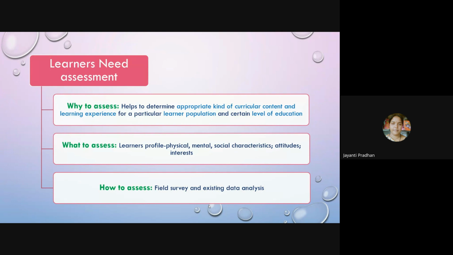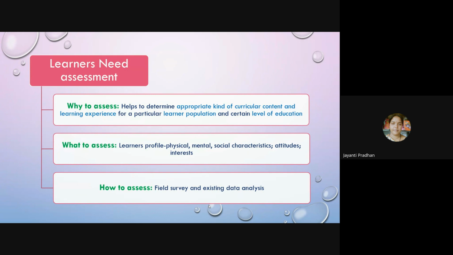So this need assessment helps to determine the appropriate kind of curricular content and learner experiences to be selected and placed in the curriculum. Because if you can understand the target group, the nature of the learner, the need of the learner, the interest area of the learner, and at what level the learner is, what is the learning or achievement level of the learner, then we can choose the appropriate and relevant content and learning experiences for that particular learner population.